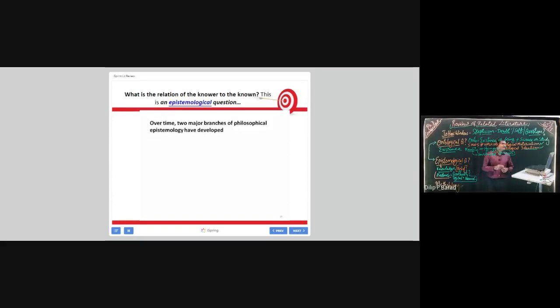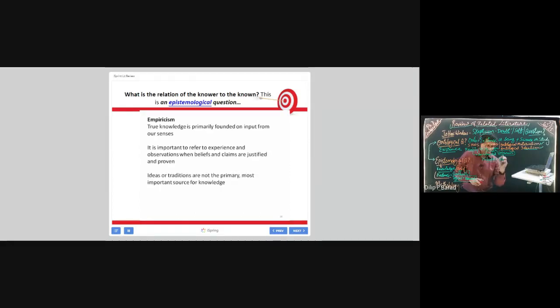Over time, there's been two major branches of philosophical epistemology, namely empiricism and rationalism. Empiricism, true knowledge, is primarily founded on input from our senses, the empirical world around us. And it's important to refer to experience and observations when beliefs and claims are justified and proven. So ideas or traditions, well, they might be important, but they are not the primary, most important sources for new knowledge.